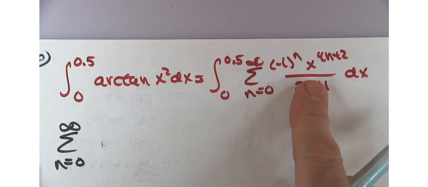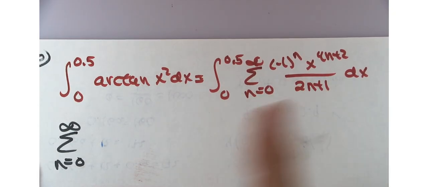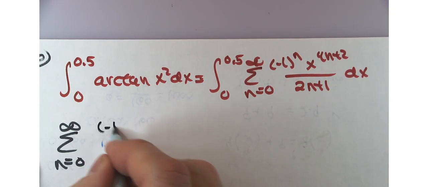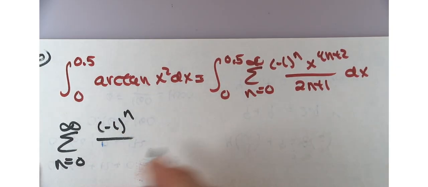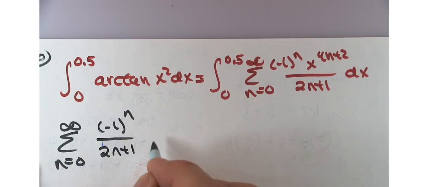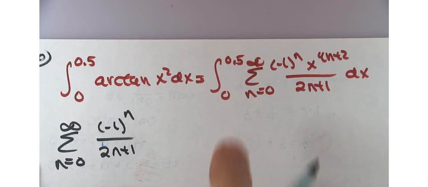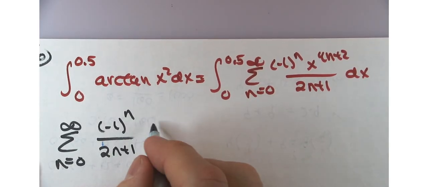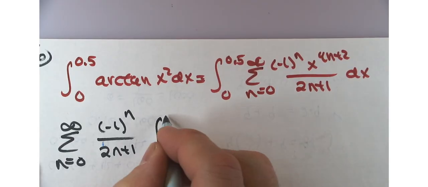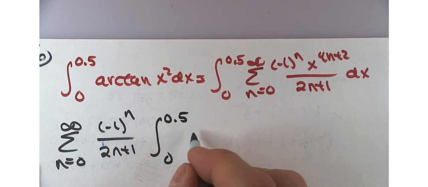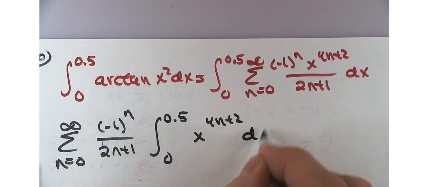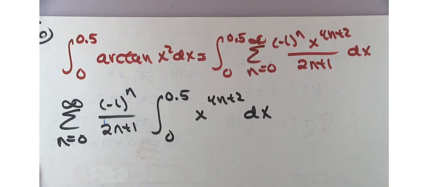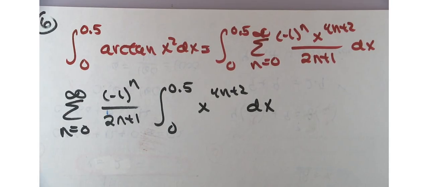Let's see all the stuff that can come out here. I've got (-1)^n over 2n plus 1. I think that's it, right? That's plenty, though. Times the integral from 0 to 0.5 of x^(4n+2) dx. All right, looking good.